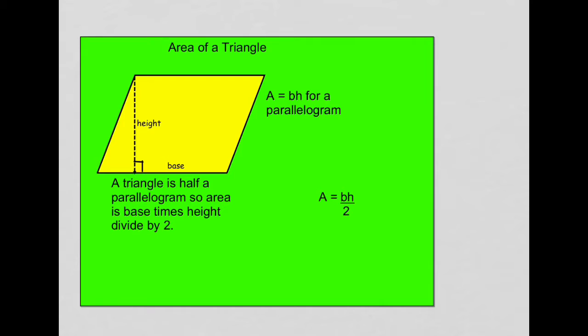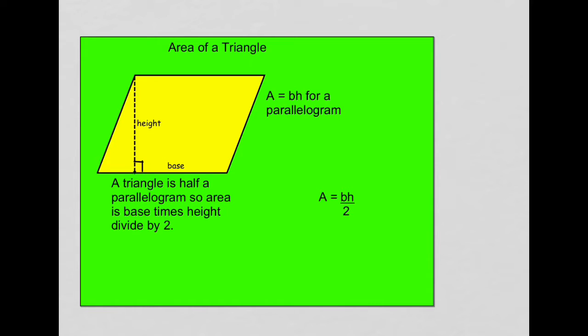And remember, the parallelogram has a base, and then drawn straight up from the base is the height, right? We always measure height straight up and down. Now, a triangle is half a parallelogram, so the area of a triangle is base times height divided by 2.